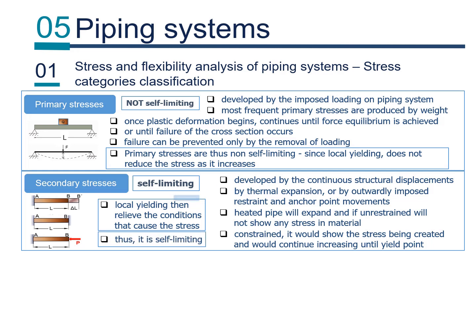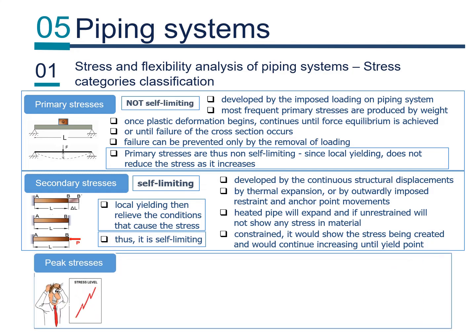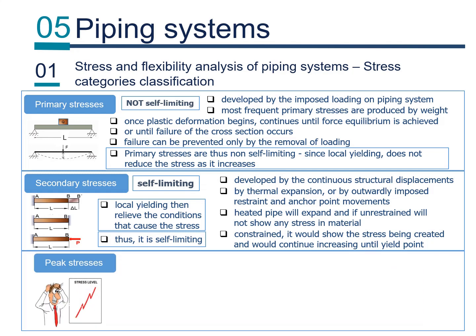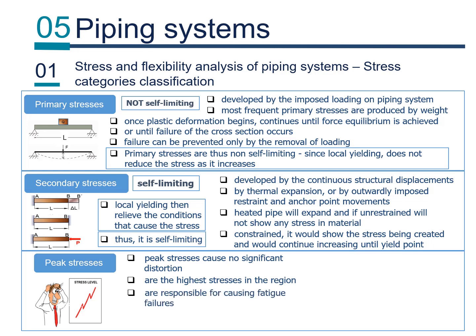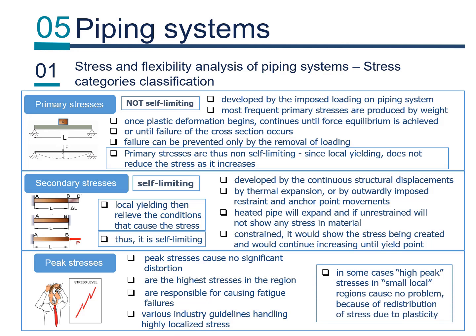Peak stresses. Unlike the loading condition of secondary stress, which causes distortion, peak stresses cause no significant distortion. Peak stresses are the highest stresses in the region under consideration, and are responsible for causing fatigue failure. There are various industry guidelines for handling highly localized stress. It is worth noticing, though, that in some cases high peak stresses in small local regions cause no problem, because of redistribution of stress due to plasticity.